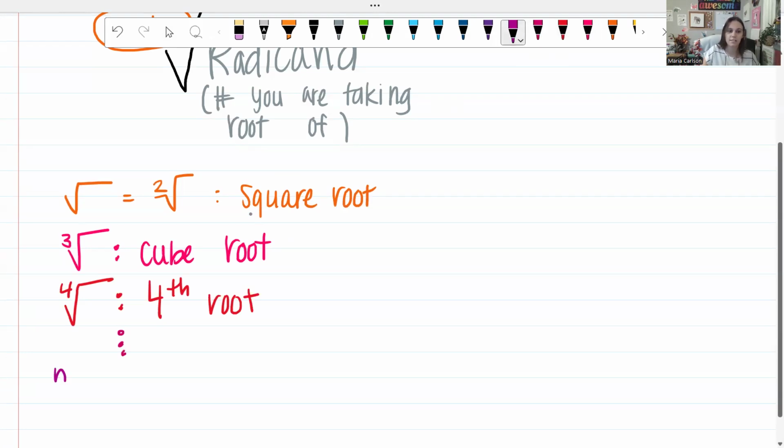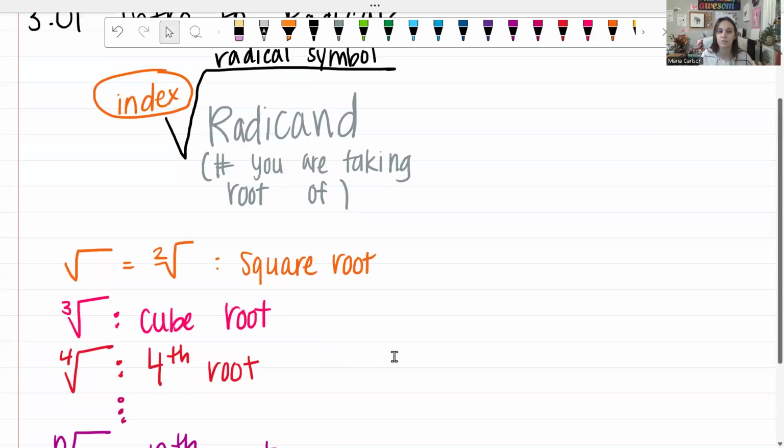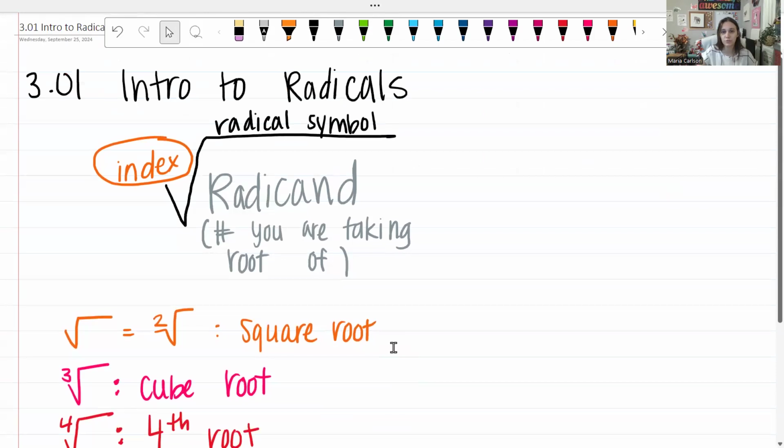Any number that is in your index, we call that taking the nth root. So you could take more than just a square root. And what really is that then? If you're taking just a square root, what are you doing? And I like to look at an example for this.